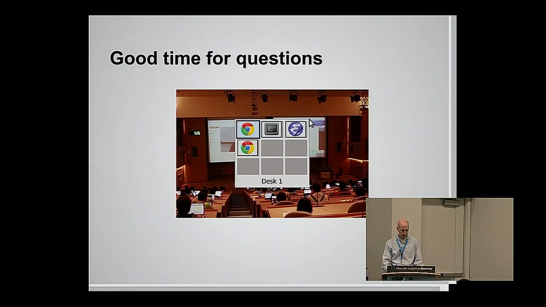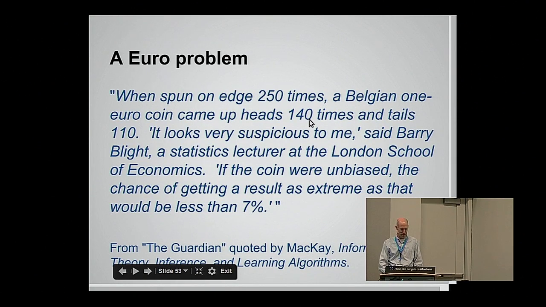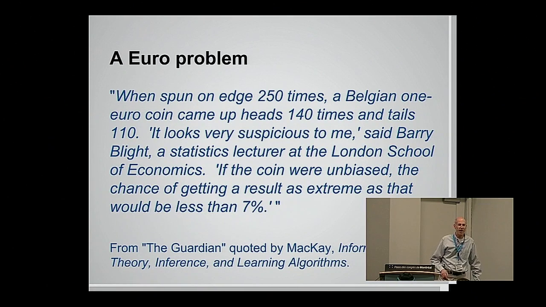Well, that was a good time for questions. Okay, we're going to do the Euro problem. I got this problem from David MacKay, who wrote a book called Information Theory, Inference, and Learning Algorithms. It's an excellent book. It's going to be one of the ones I recommend to you at the end. It's available free in PDF, so the price is right. It is the book where I learned Bayesian statistics for the first time, so I have a soft spot for this particular book. And one of the questions that he uses as a motivating example is the Euro problem.